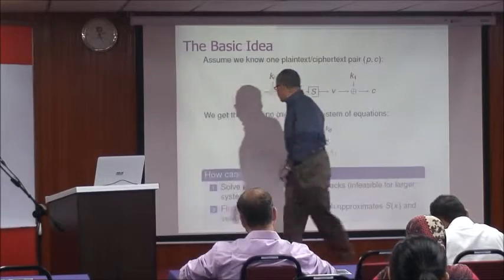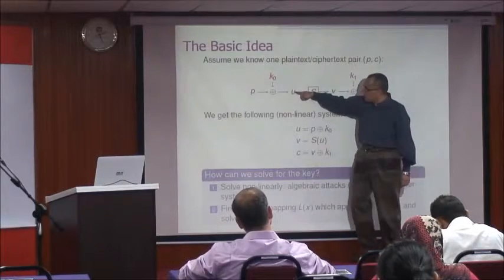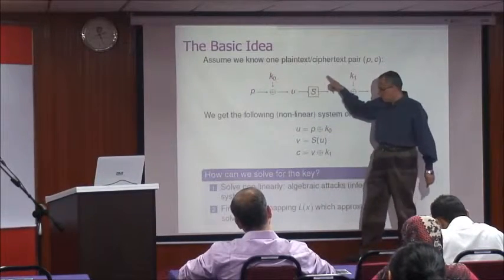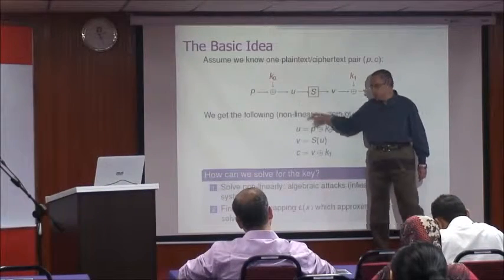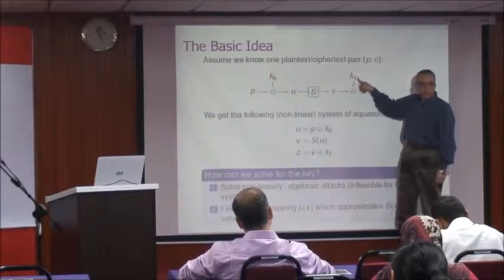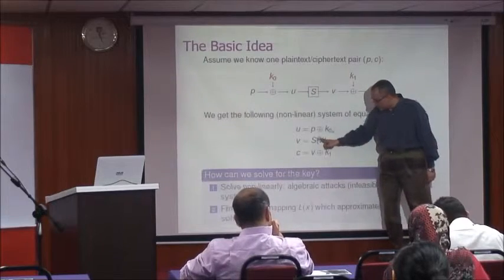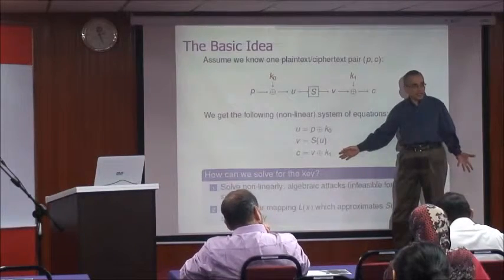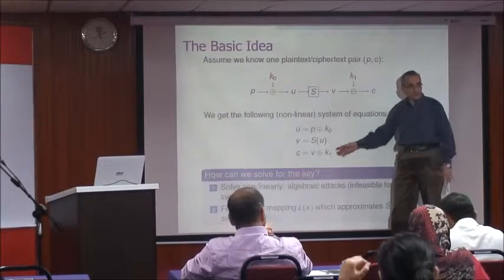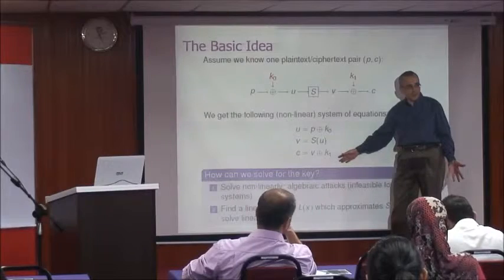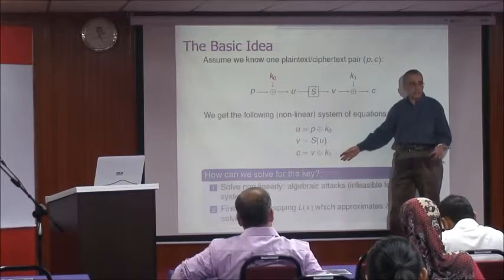If you try to form a system of equations for this cipher, you say that U is equal to V XORed with K0, then V is S of U, and then C is equal to V XORed with K1. The only problem is that this system of equations is a nonlinear system of Boolean equations. If I give you a nonlinear system of Boolean equations, even if it's quadratic, it's very difficult to solve.